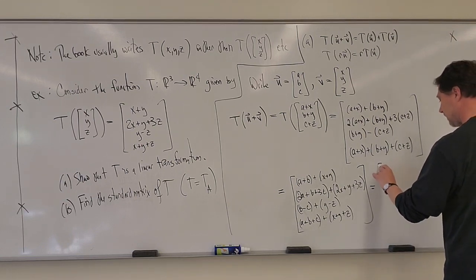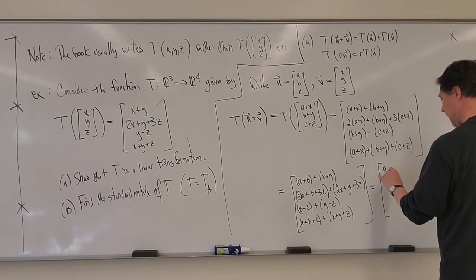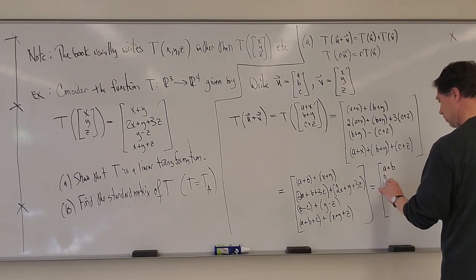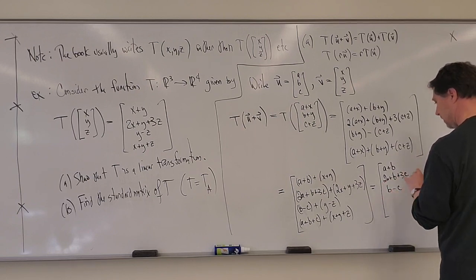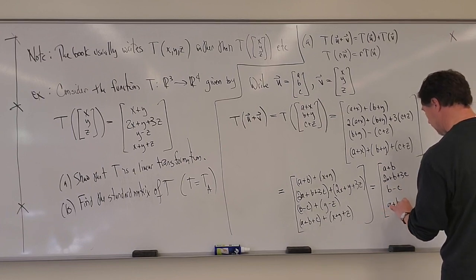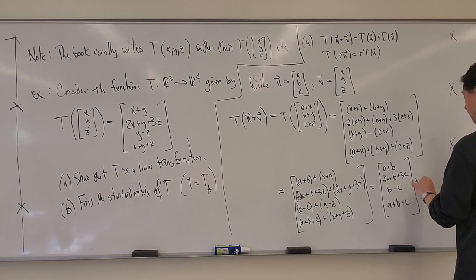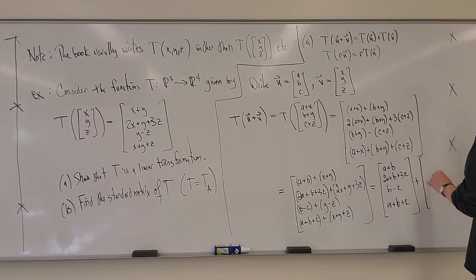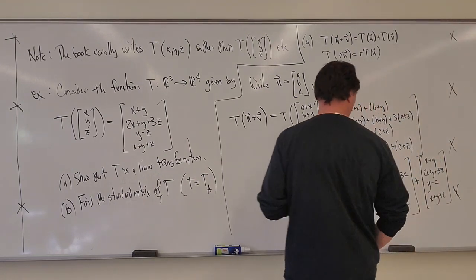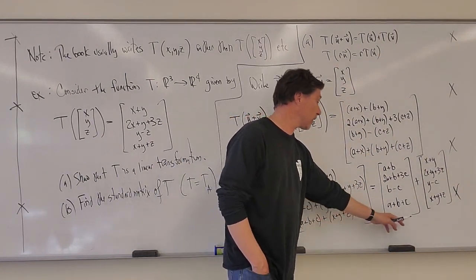I'm going to split this into a couple of vectors. So this is going to be A plus B, 2A plus B plus 3C, B minus C, A plus B plus C, plus the vector x plus y, 2x plus y plus 3z, y minus z, and x plus y plus z. Here, all I'm using is properties of matrix addition. I can take this matrix right here and split it into these two matrices.